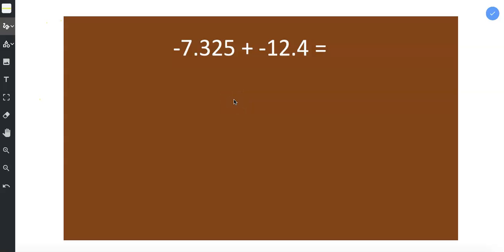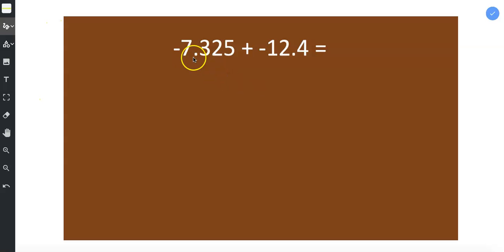In this video, we're applying our adding rules to decimals. So we need to think about it. Is this the rule where the signs are the same you add, or are the signs different and you subtract? Well, these are both negative numbers, so the signs are both negative. So we're going to add. Same signs, you add.